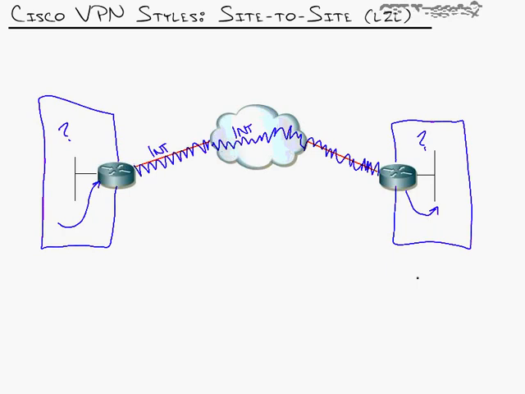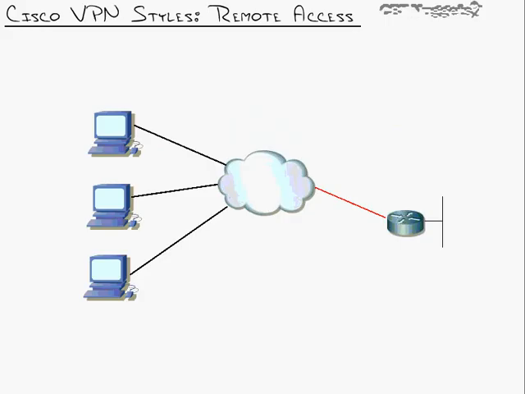That is a site-to-site VPN, and that is a direct replacement for a private line, something you're paying a lot of monthly charges for. If the site-to-site or LAN-to-LAN VPN links our offices, remote access VPNs link our homes or our laptops, depending on where we are in the world.